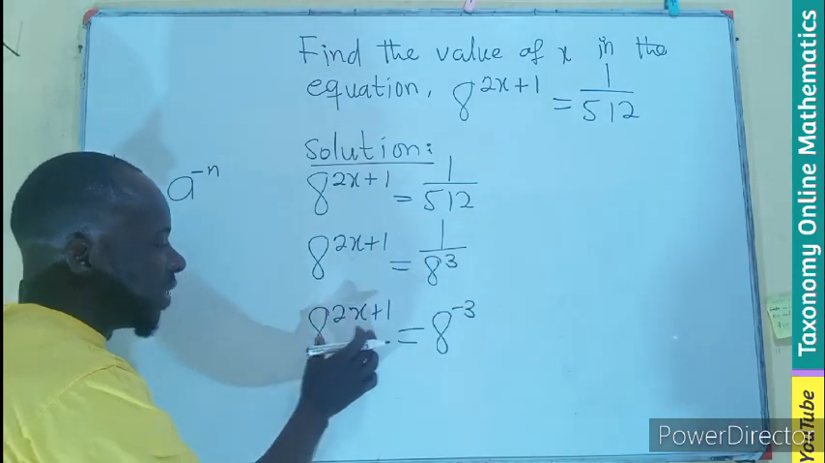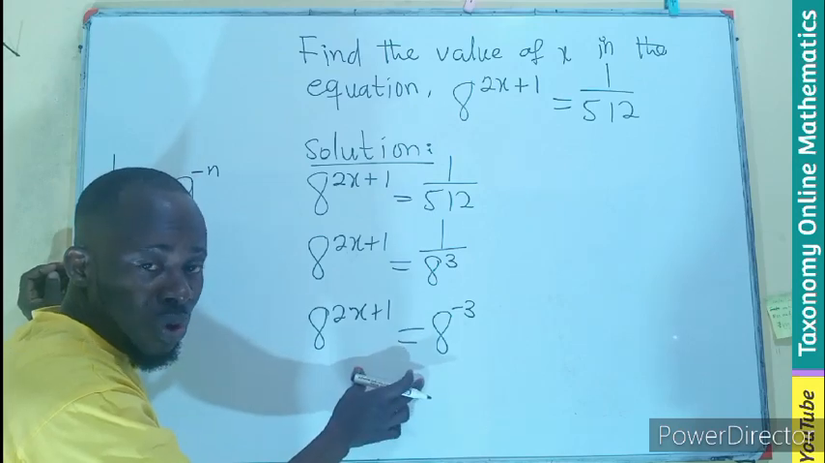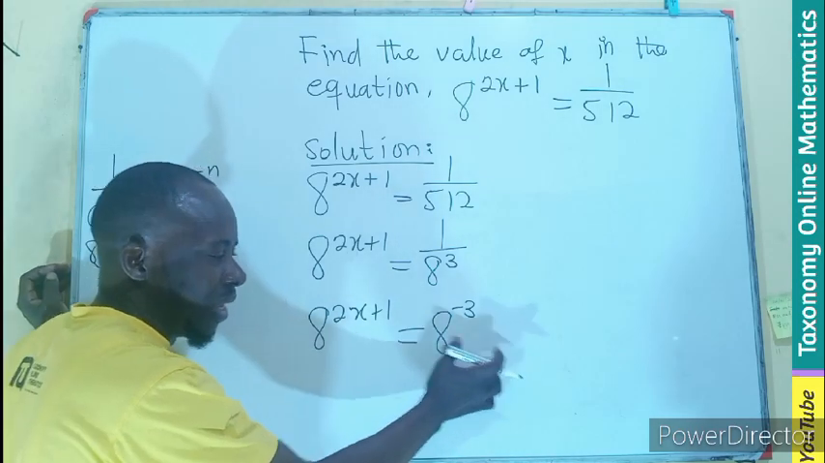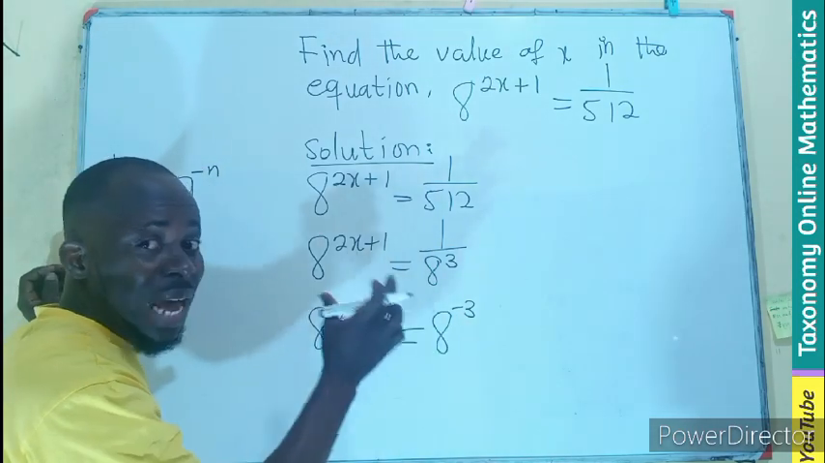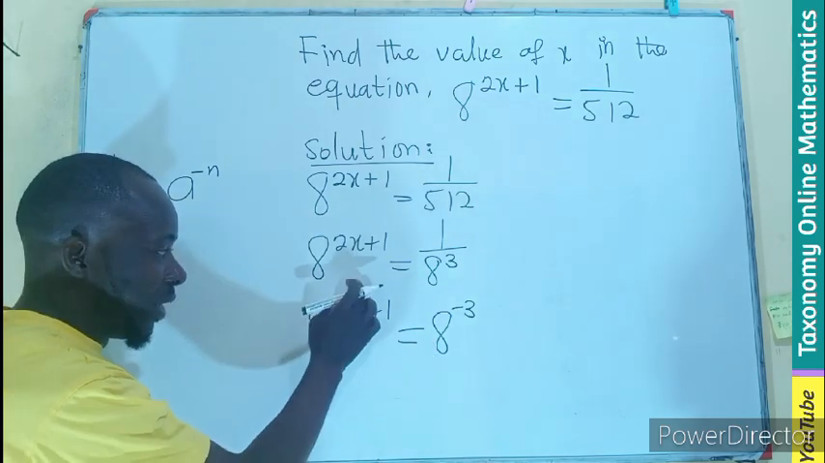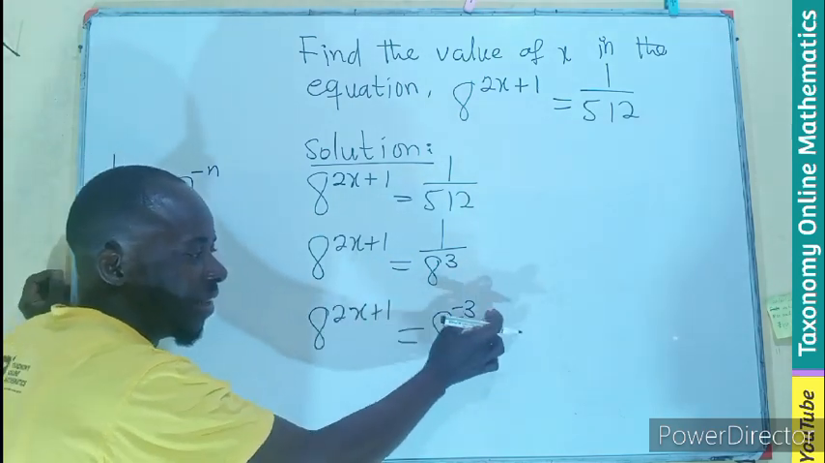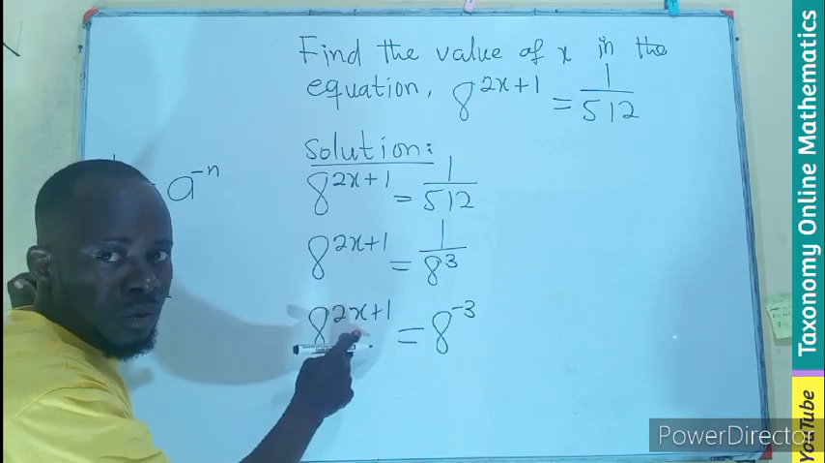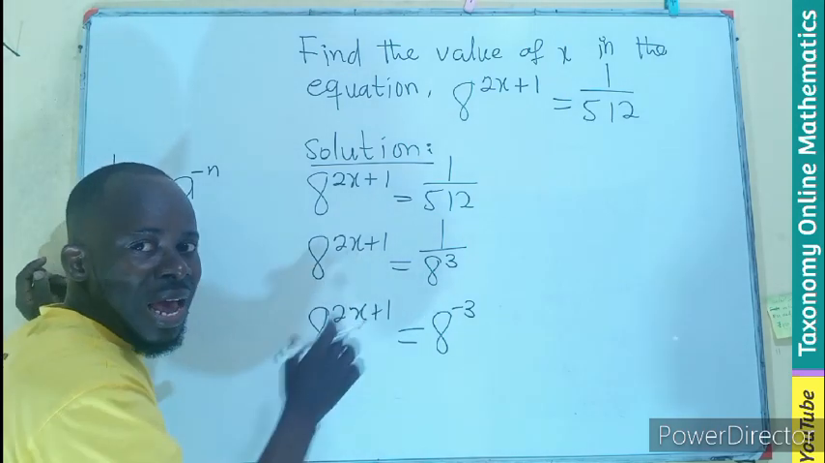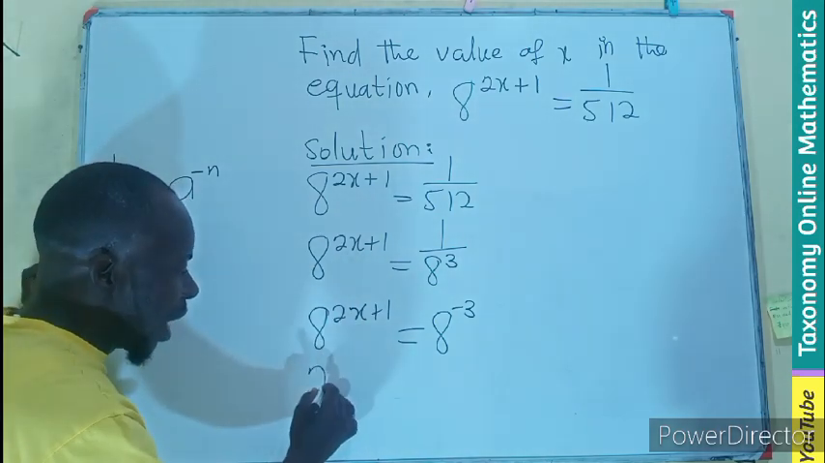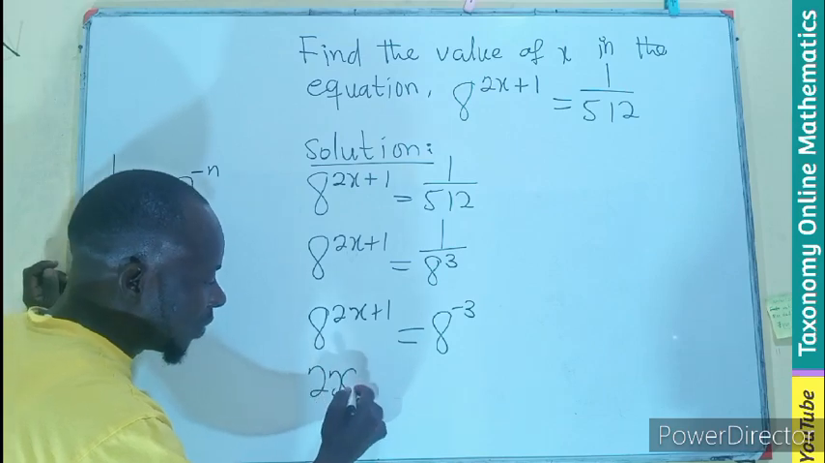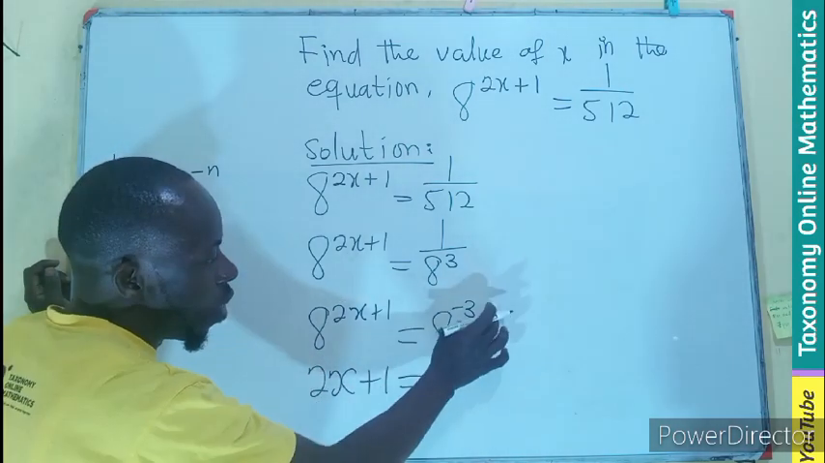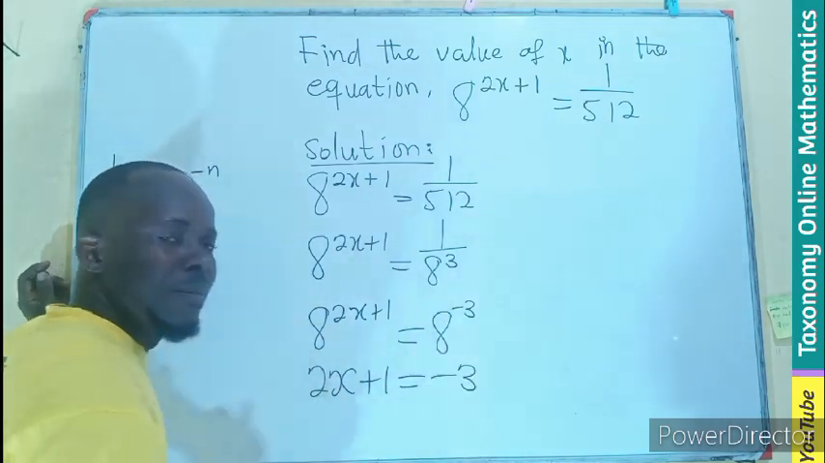So now that we have the same base, which is the meaning of the equal sign, the bases are the same. That also means that the exponents are also the same. Meaning the whole of this exponent is the same as minus 3. So let's equate the exponent and see. Meaning I'll be having 2x plus 1 equals minus 3.